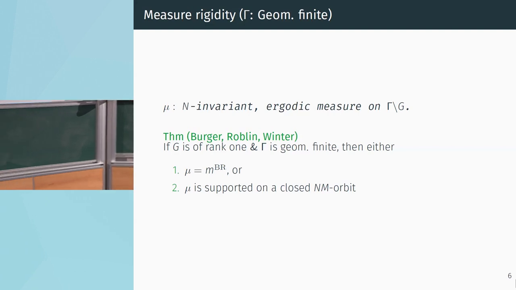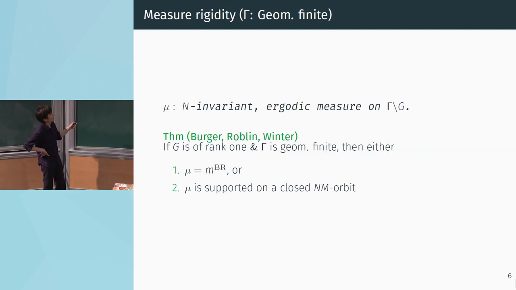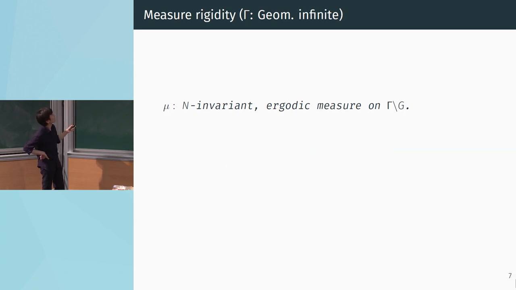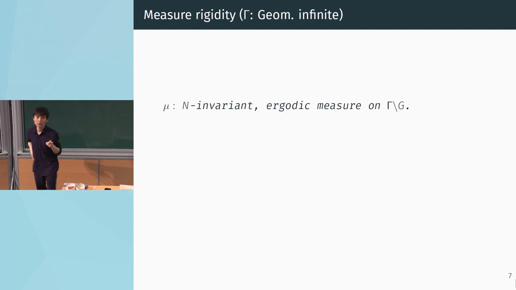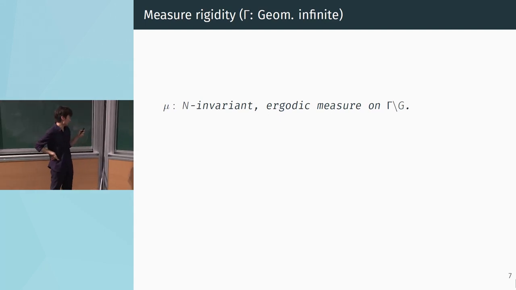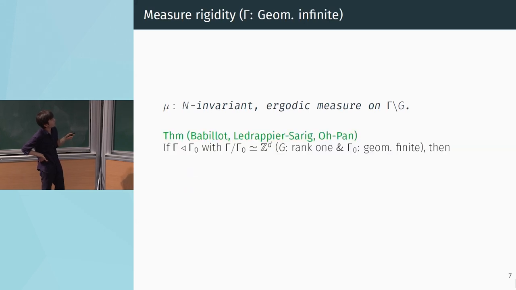And then in the case gamma is geometrically finite, there exists only one, the canonical one, which is given like this. All right, and what can you say if you go to a geometrically infinite subgroup of a rank one group? In that case, we don't have a full classification like the previous one, but there are cases that are known. Here I did not write a very exhaustive list.